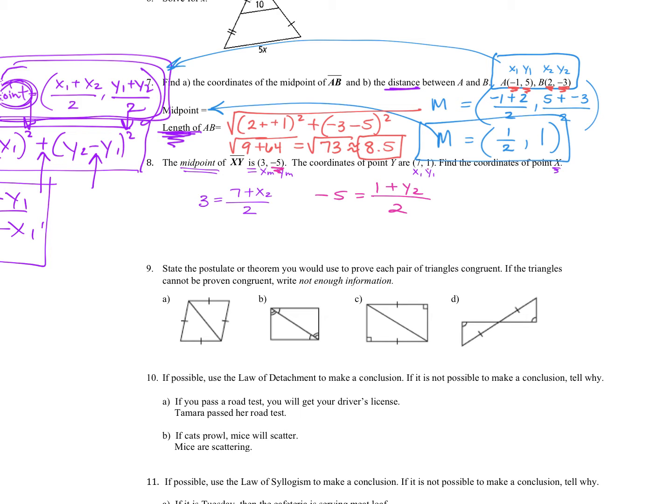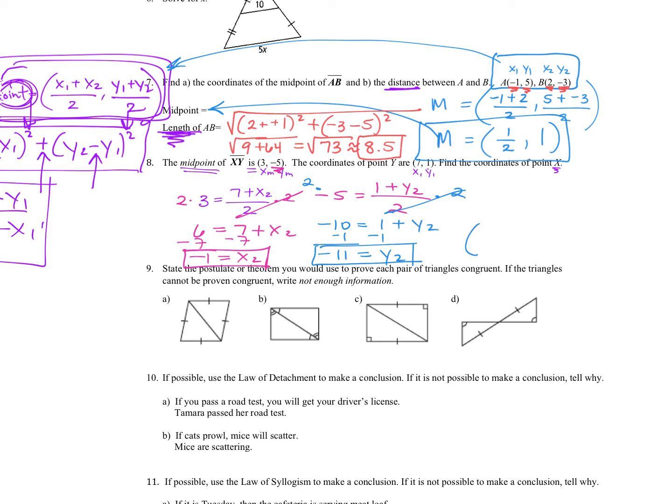How do you solve that? Callie? You can multiply both sides by 2. Yep, multiply by 2. So you get 6 equals 7 plus x2, because this is 1. Take away 7, and you get negative 1 for your x2 value. Okay, over on the other side, multiply by 2 and multiply by 2. So negative 10, this is 1, equals 1 plus y2. Take away the 1, take away the 1. So negative 11 is your y2 value. And your answer then, your endpoint, is negative 1, negative 11.